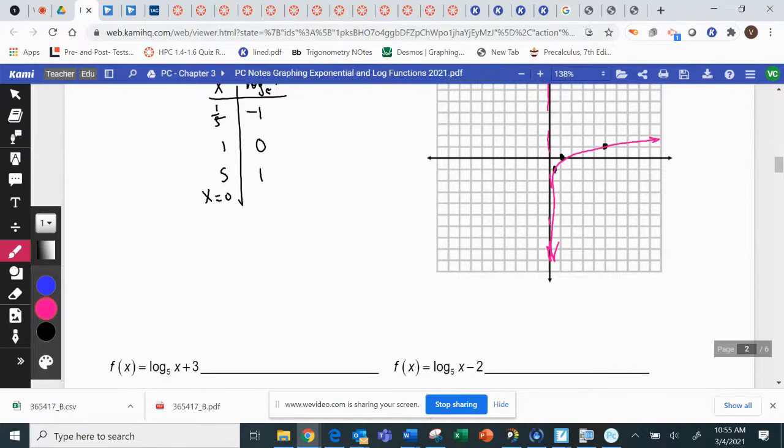So for this first one with the transformation, if I have a +3 and it's outside the logarithm, I can tell it's outside because if it was inside the logarithm, there would have to be a parenthesis here. What's that +3 going to do to the logarithm? It's going to translate up 3.